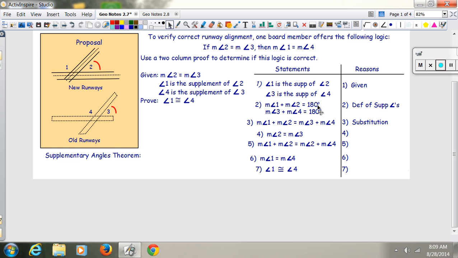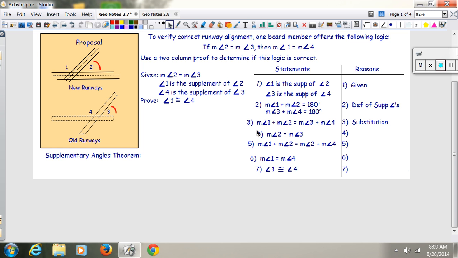Again, just working our way down the chart. Because we said that they both add up to 180, now we can say that both sides are equal. Now 2 and 3 are equal. Where did I get that from? That kind of came out of nowhere. That's back at the given.